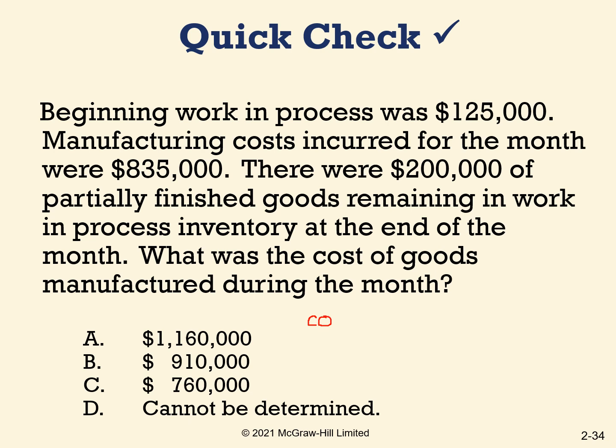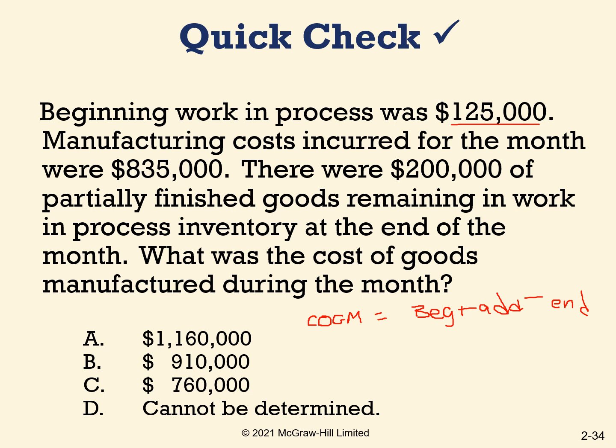So our cost of goods manufactured will equal our beginning plus our additions, or sorry, subtract, minus our ending. So in this case, our beginning work in progress was 125,000.